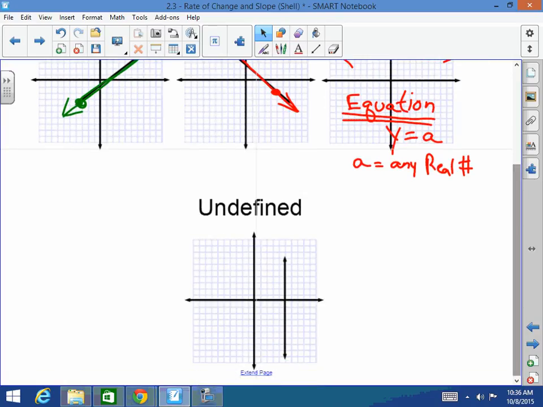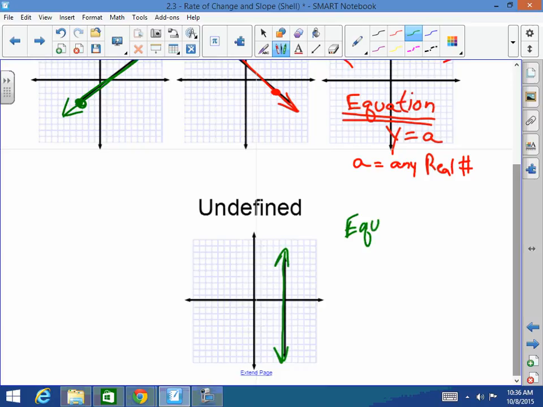Conversely, undefined slope is rendered from a vertical line. And a vertical line comes from the equation x equals a. Very good. Where a is any real number. So this particular equation here would be 1, 2, 3, 4. This equation would be x equals 5.